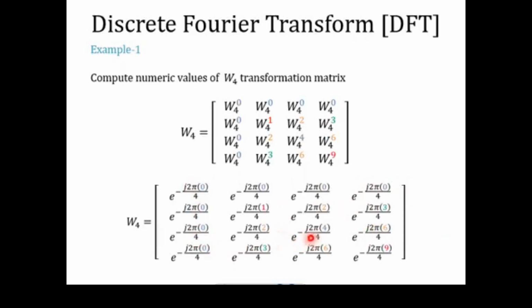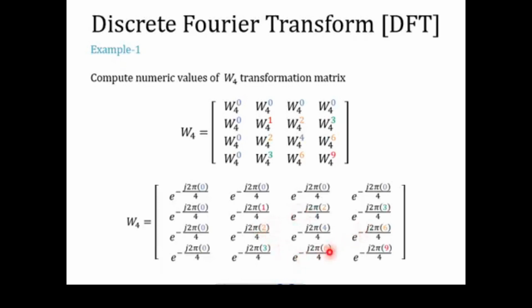Let's start with this value. 4 and 4 will cancel each other, so exponential minus j 2 pi will be equal to 1. So the value of this factor will be equal to 1. Now let's come to these two values. 2 into 2 is 4, and 4 over 4 is 1, so exponential minus j pi will be equal to minus 1. So the values of this factor and this factor will be equal to minus 1.